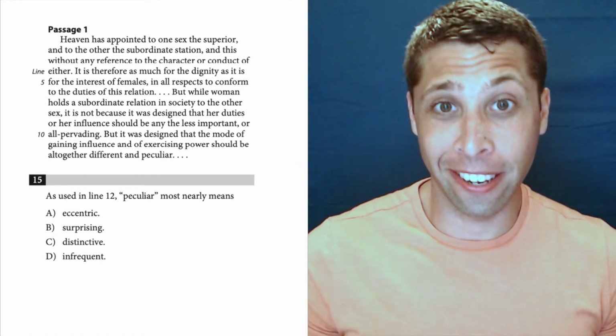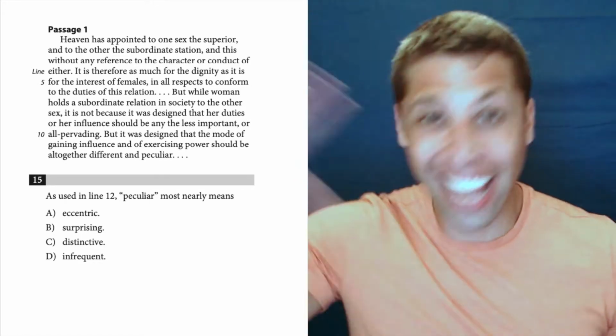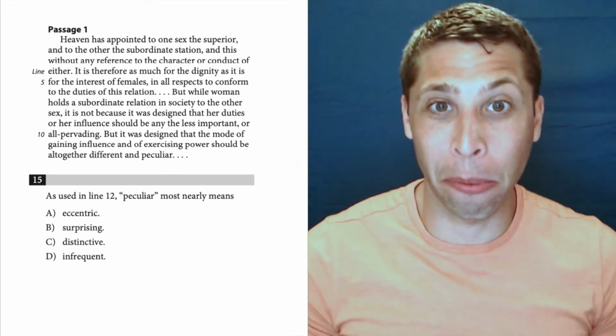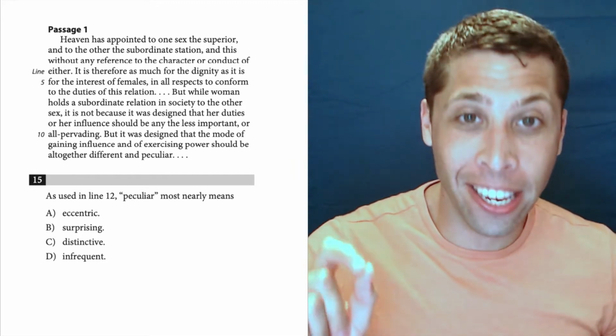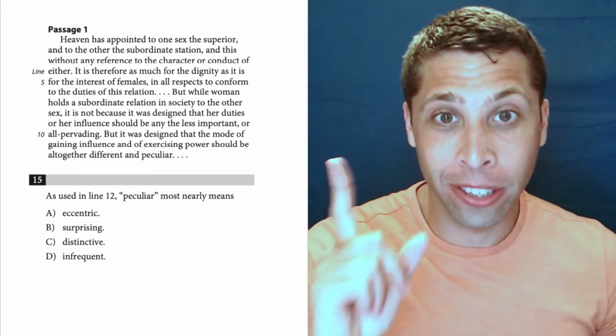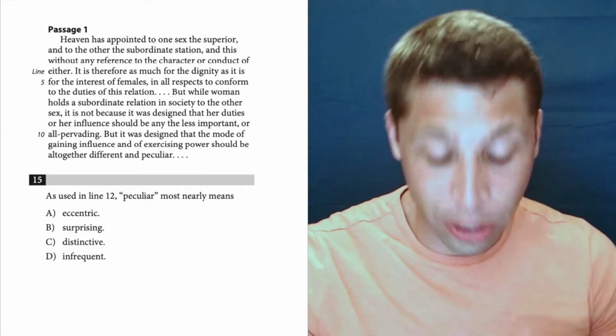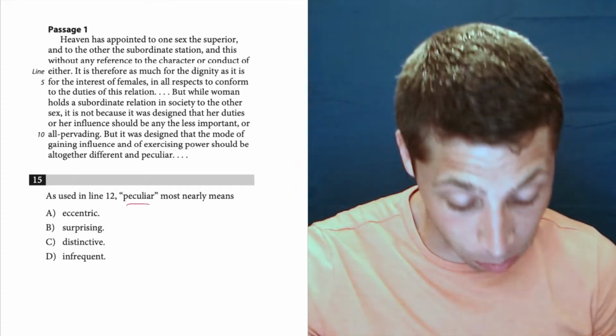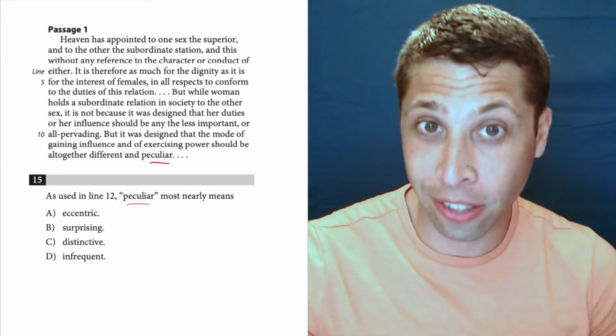You cannot get this question wrong. Cannot. This is the easiest kind of vocab question that you will see on the SAT, and they do this a lot. So let's make sure we do the right process here, right? So we go to the passage, we're looking for the word peculiar right here, and we're going to read the sentence and understand the context.